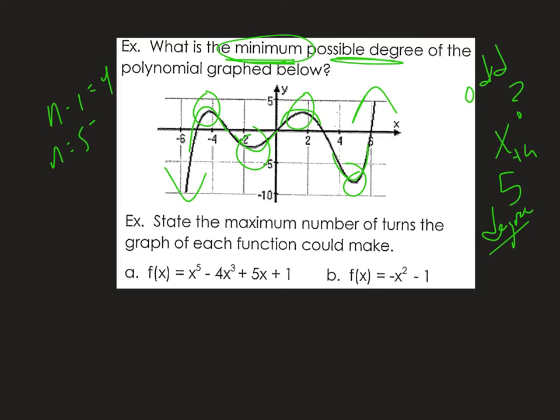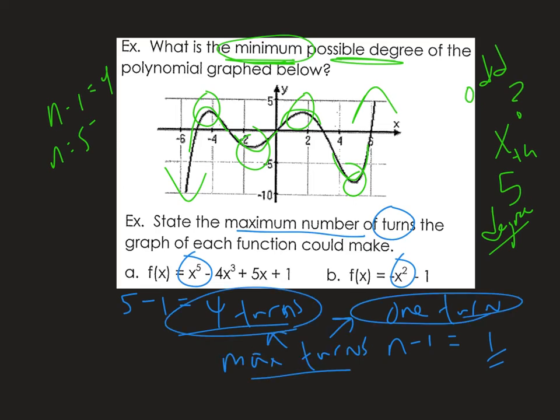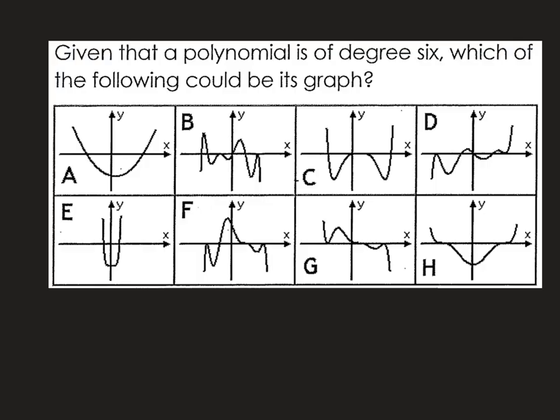In the reverse thought process, I should say, what's the maximum number of turns? Well, the max number of turns is going to be n minus 1. So 5 minus 1, the maximum amount of turns is 4 turns. And with an x to the second, 1 turn, right? N minus 1 is going to give us 1. So 1 turn there and 4 turns on part A. All right, and that brings us to our last slide.